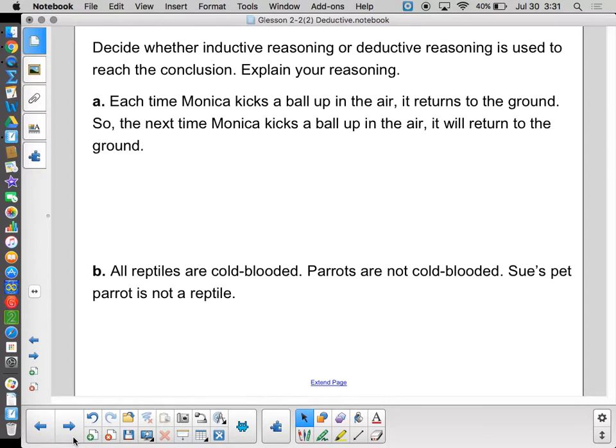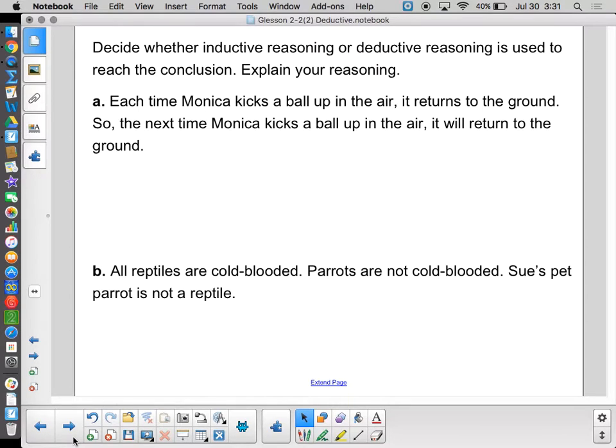Now, so we kind of talked about syllogism and detachment. Let's decide: are we using deductive or inductive reasoning? Now remember, deductive reasoning is based on facts. Inductive reasoning is based on observation and patterns. It's usually pretty easy to tell the difference between them, but let's just take a look at a couple examples here.